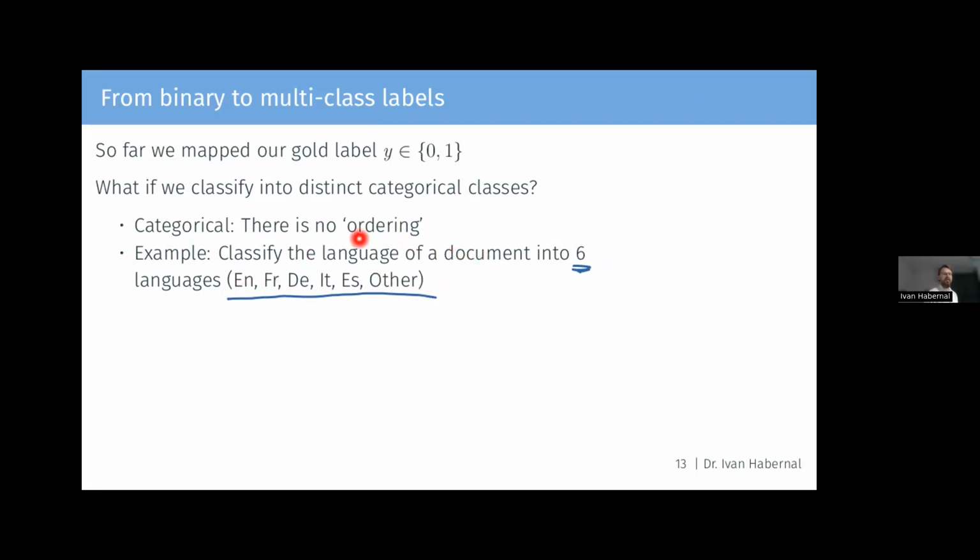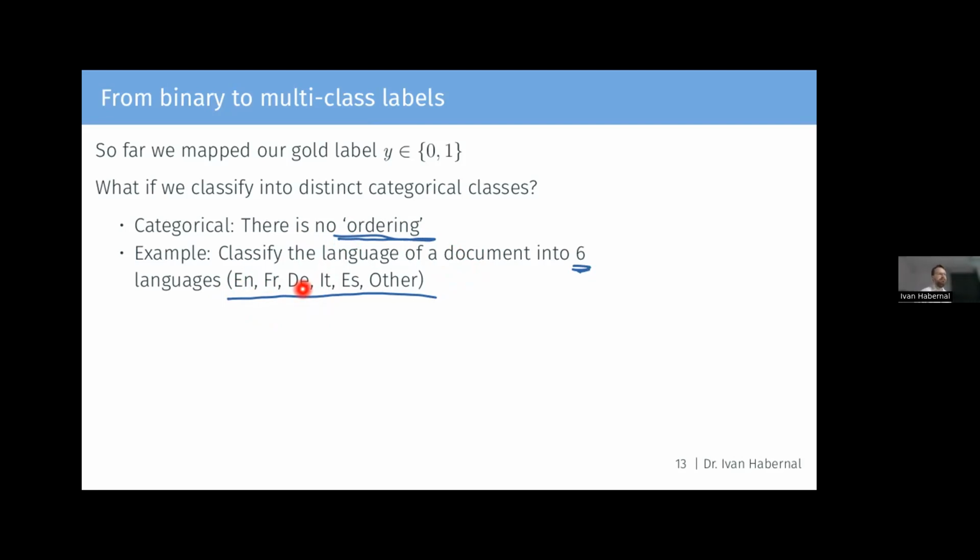And the thing is, there is no ordering of these. There's nothing saying that English should be higher than French or whatever. There are just different categories. So how are you going to encode this? I mean, in the binary case we had negative, positive, 0 and 1. But now how are we going to encode this into something, maybe a number, a vector? Any ideas? How can we work with this categorical data?